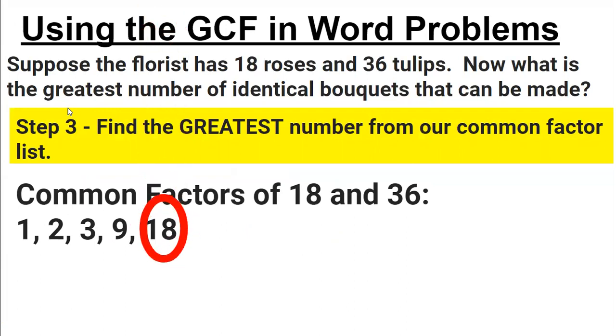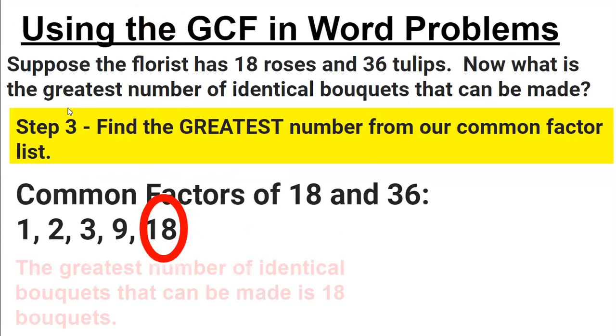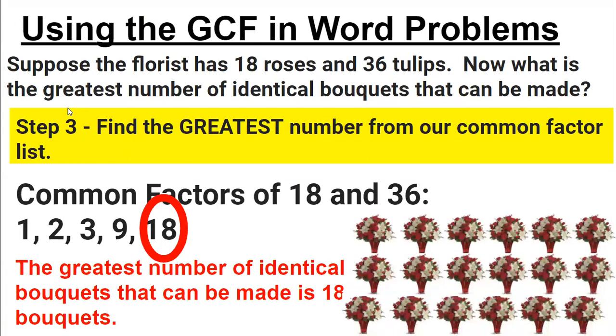There it is. So what does that mean? The greatest number of identical bouquets that can be made is 18 bouquets. A lot more than when we had the previous numbers, right? Now we can make 18 bouquets, right? Okay, let's go on.